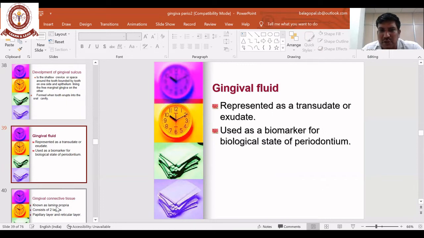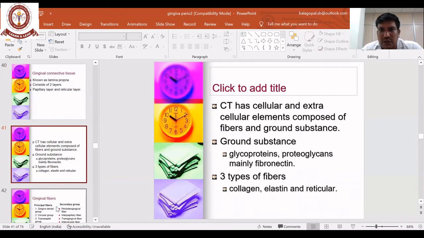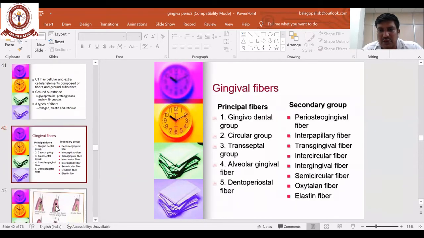Next, we see the gingival connective tissue. The gingival connective tissue, also known as lamina propria, consists of two layers: the papillary layer and the reticular layer. Connective tissue has cellular and extracellular elements composed of fibers and ground substance. The ground substance consists mostly of proteins, glycoproteins, proteoglycans, and mainly fibronectin. We have three types of fibers: collagen fibers, elastin, and reticular fibers.